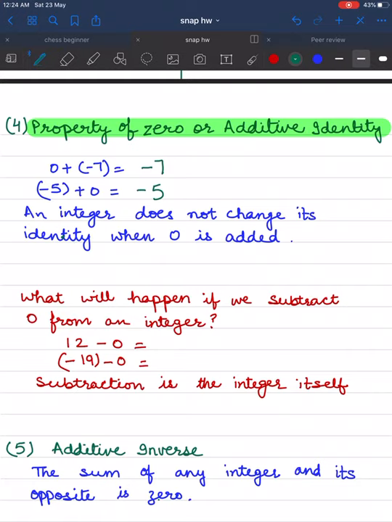What will happen if we subtract 0 from an integer? For example, 12 minus 0 is 12. Minus 19 minus 0 is minus 19. So subtraction is the integer itself. So 0 is the identity for subtraction.